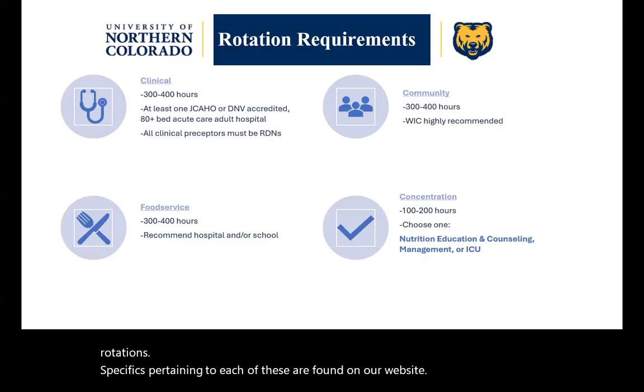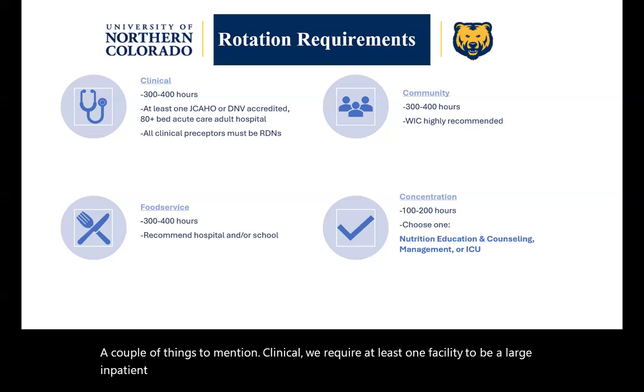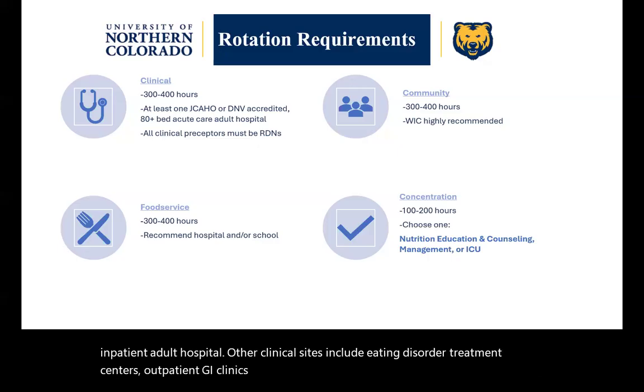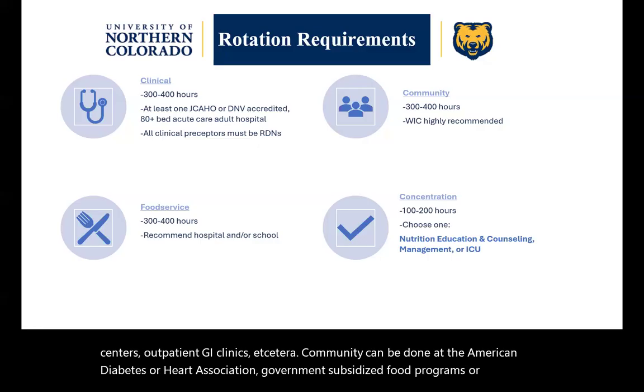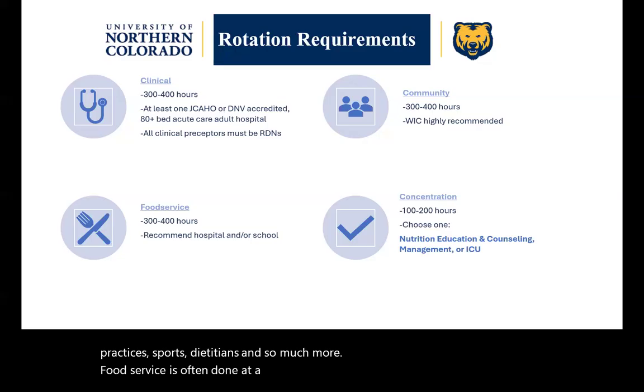A couple of things to mention. Clinical, we require at least one facility to be a large inpatient adult hospital. Other clinical sites include eating disorder treatment centers, outpatient GI clinics, etc. Community can be done at the American Diabetes or Heart Association, government-subsidized food programs or private practices, sports dietitians, and so much more. Food service is often done at a hospital or a school, and then your area of concentration.